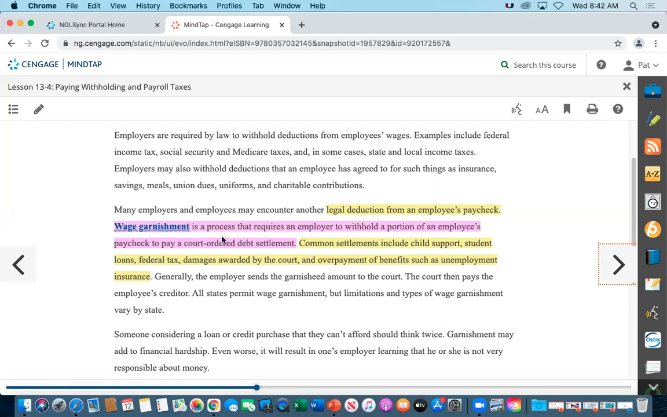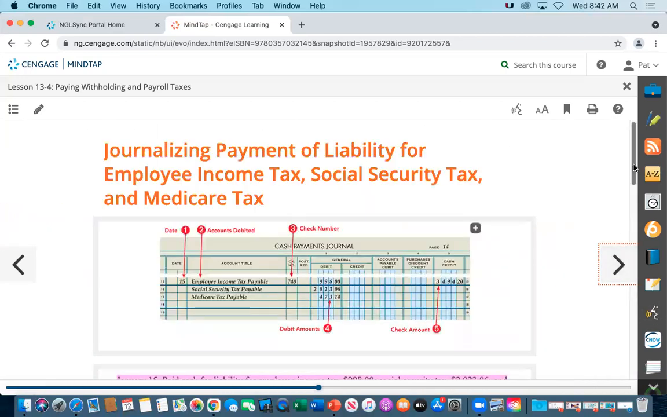Legal deduction from an employee's paycheck is called wage garnishment. This is the process that requires an employer to hold a portion of their paycheck for a court or court-ordered settlement: child support, loans, taxes, damages, overpayment of benefits, unemployment benefits, or any of those things. So if you ever hear wage garnishment, that means the government or an order is put in place where the employer will take the money out and send it to the company or person, the party, whoever it might be, to help slowly do payments to get this bill paid off. So that's just something you might want to look at.